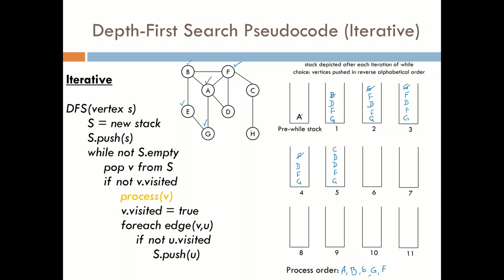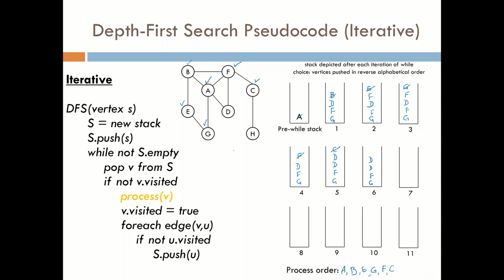Okay, and this iteration is over, and so we go back to the top of the while loop. Stack's not empty, so we pop off our next one, which is C, and we'll redraw the stack. There's a G, an F, and two Ds. Okay, and we just popped off C. C has not been visited, so we enter the if statement and we process C. So we'll output it on our output stream, and we'll mark C as visited.